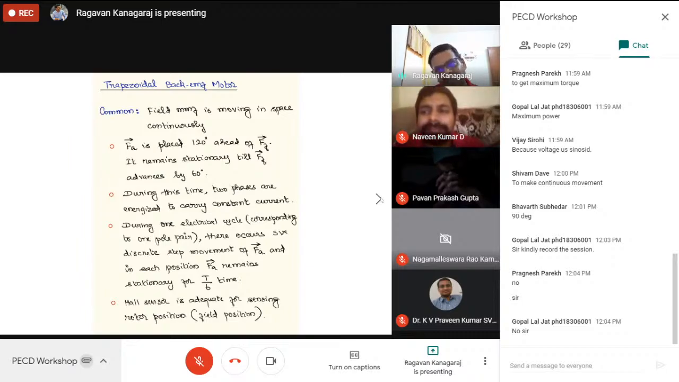Since the angle between the field MMF and armature MMF is not constant, the torque produced by the interaction of field MMF and armature MMF is also not constant. As a result, we will have torque ripple. Therefore, this trapezoidal back MMF motor is unable to mimic the DC motor performance. In a DC motor, the angle between field MMF and armature MMF is always constant and equal to 90 degrees, whereas here it is not possible.